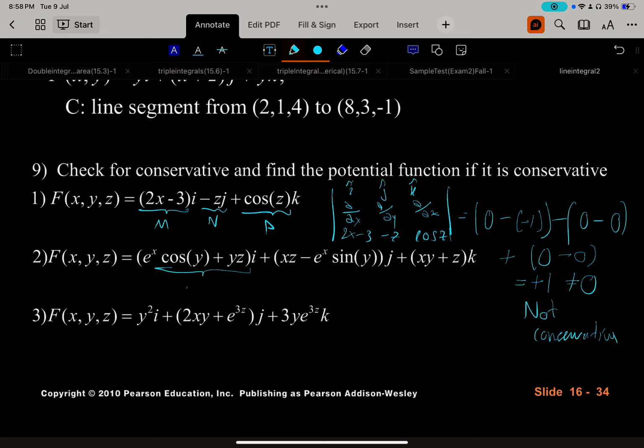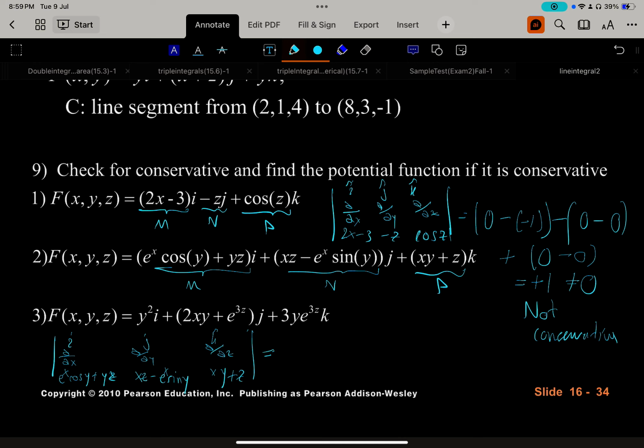Now we could try this in B. So this is our i, and we have dx, dy, dz, and we have e to the x cosine y plus yz, and that's xy, or xz, minus e to the x sine of y, xy plus z.